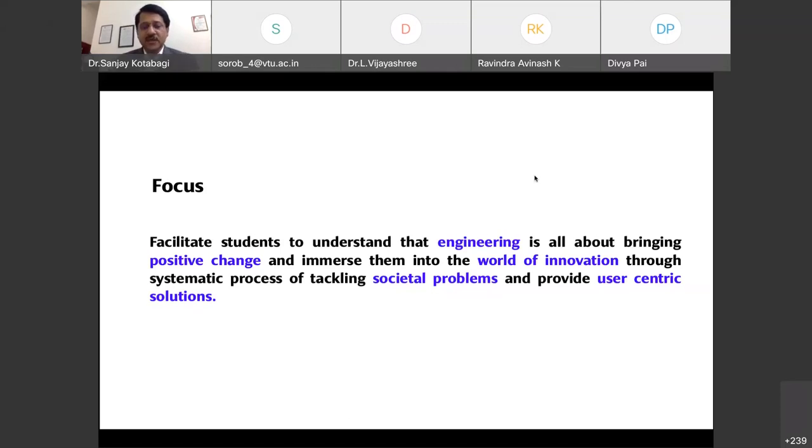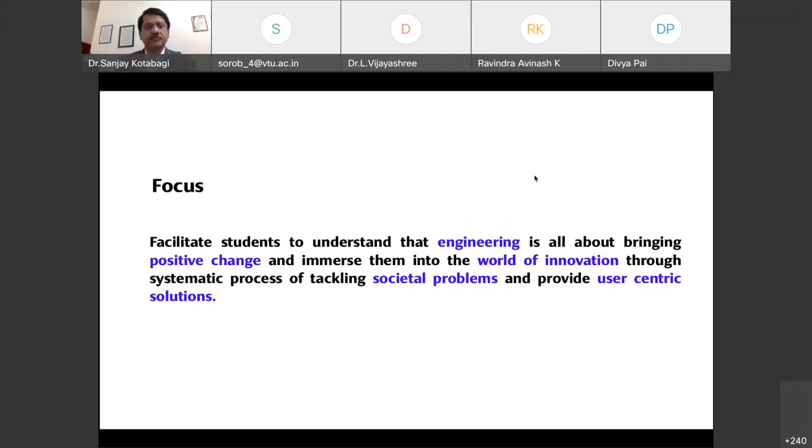So this focus sets us a scope for the entire learning process of the students. This particular course, innovation and design thinking, will be working within the scope set through this focus. Let me repeat once again, we are facilitating the students to understand that engineering is all about bringing positive change, and that is possible when they immerse themselves into the world of innovation through what? Through a systematic process of tackling the social problems, I would say societal problems, or else we can say design challenges, using user-centric approach or design thinking principles.